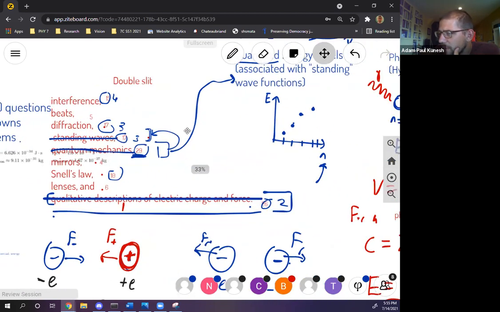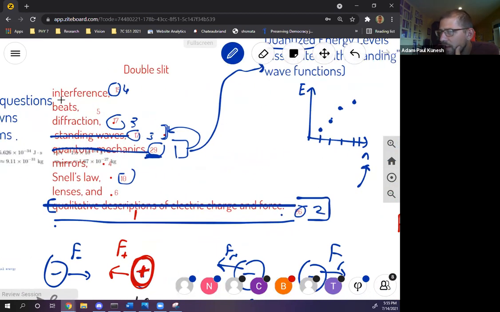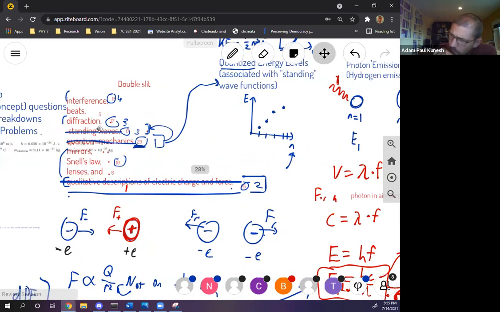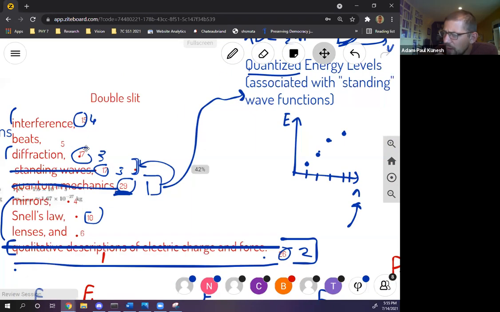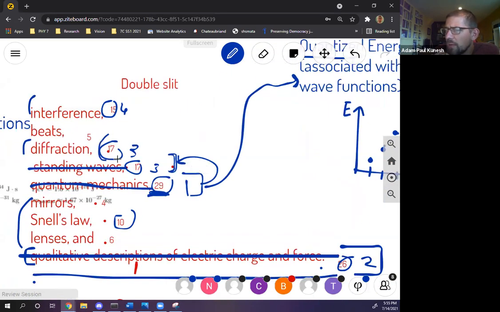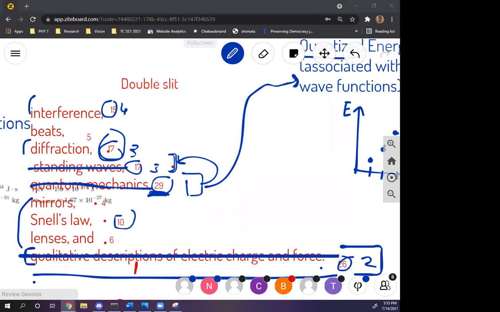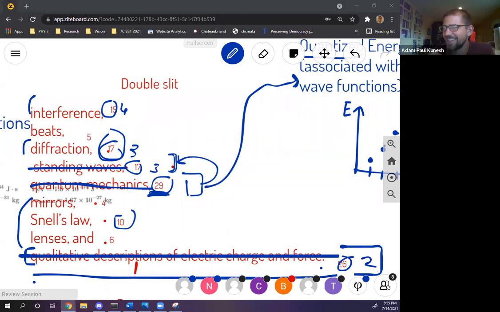What's up next? We had diffraction, which was an interesting one, and interference, which are kind of related. Snell's law, lenses, mirrors and beats are pretty much taking a back seat. So let's do diffraction. I think probably what we're talking about here is Young's double slit, right? Is that probably our main worry? Okay, good stuff. Thanks.